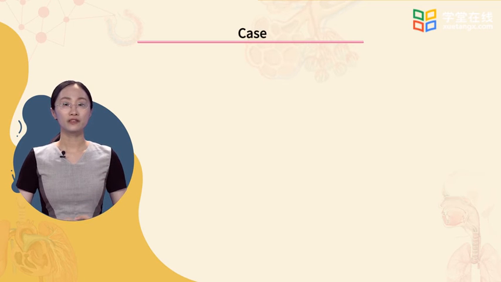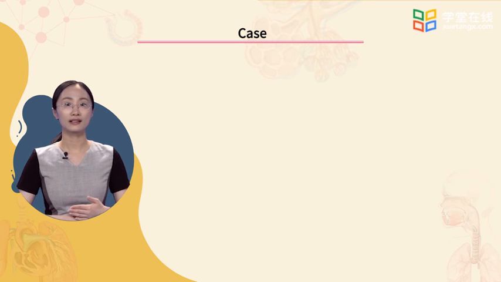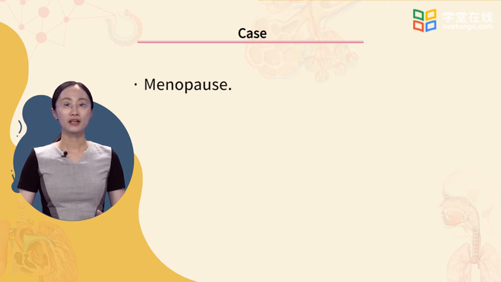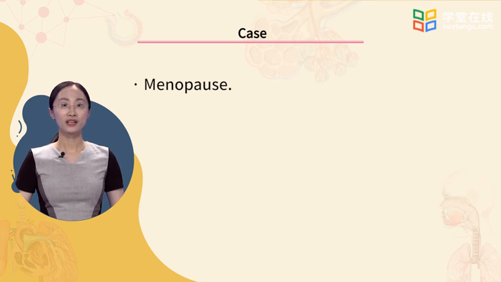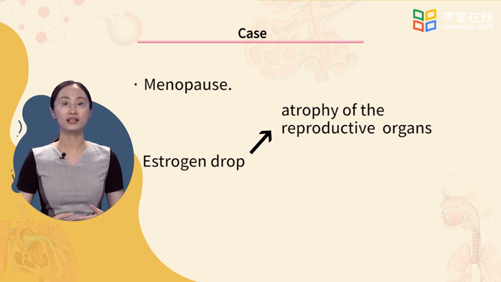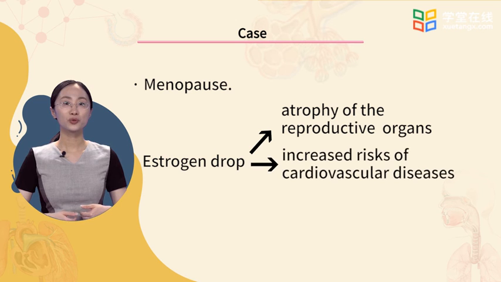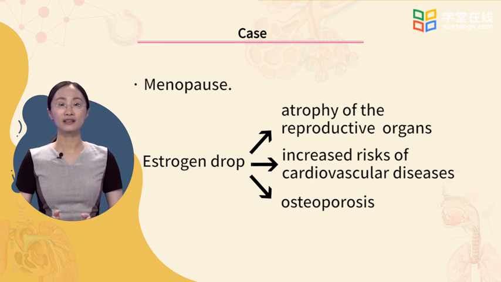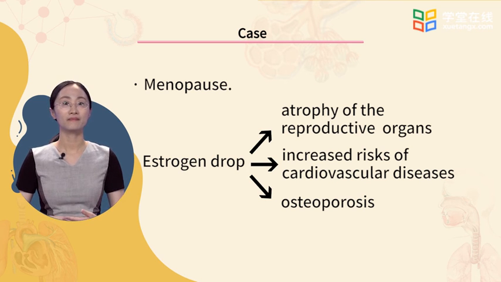Now let's go back to the case at the beginning. The 52-year-old woman without any periods for 2 years is most likely experiencing menopause. Menopause is a physiological phenomenon with permanent cessation of menstruation, which normally happens around 50. The significant drop of estrogen will lead to atrophy of reproductive organs such as the uterus, ovaries, and vagina. The increased risk of cardiovascular diseases and osteoporosis should be kept in mind in postmenopausal women.